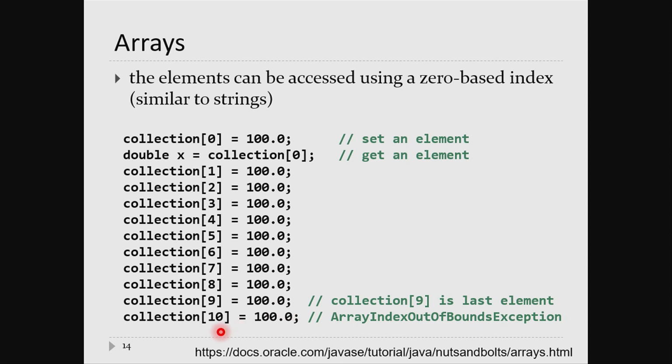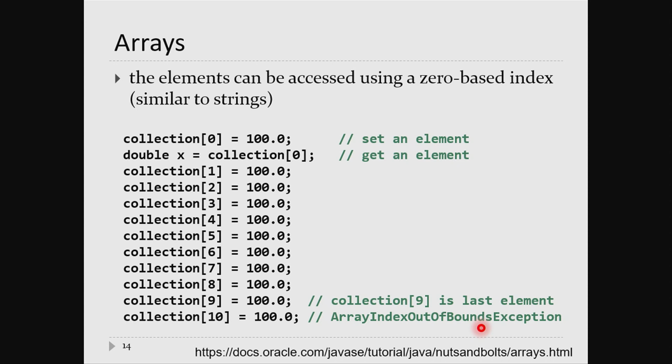In Java, if you write collection 10 equals something, the compiler doesn't care. When you run your program, it barfs, and you get an error called an array index out of bounds exception. So the compiler can't check this for you. When you're using arrays, probably the most important thing to be aware of is that your indexes always have to be valid. The most common error is being off by 1 somewhere, and you end up with an index that's -1, or equal to the length of the array.